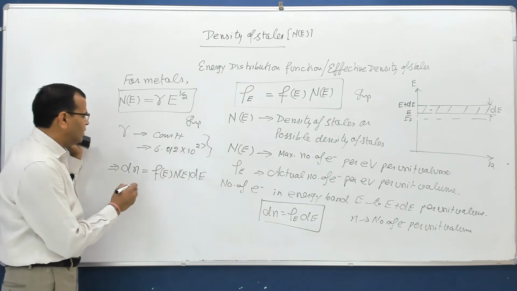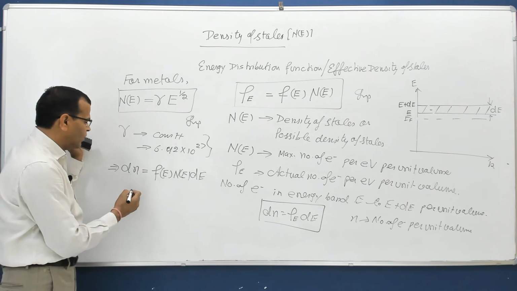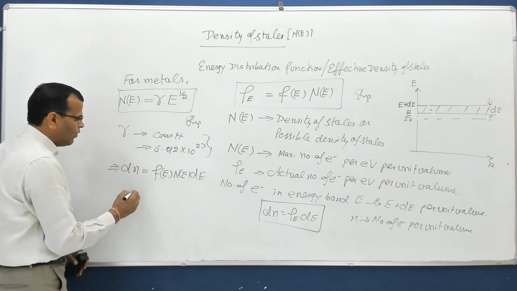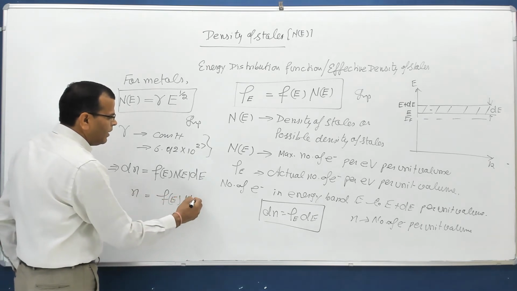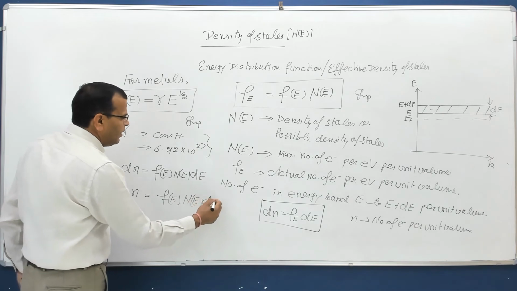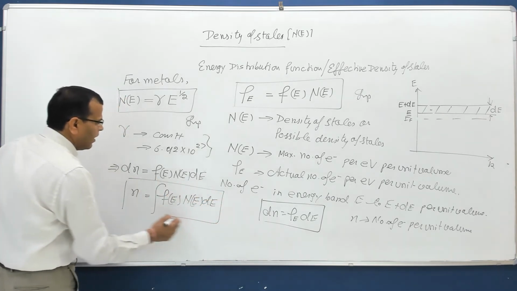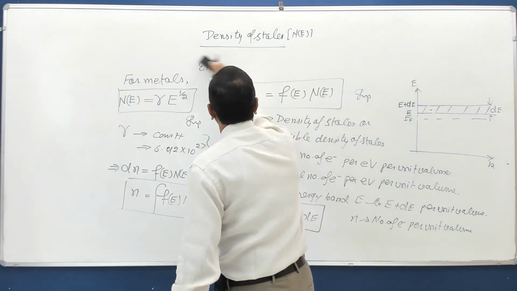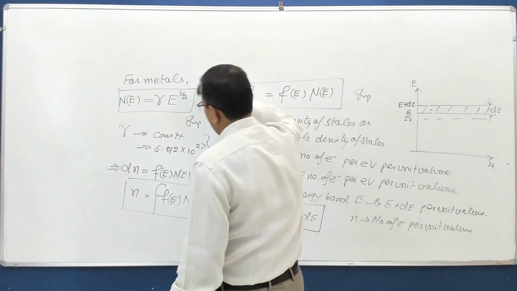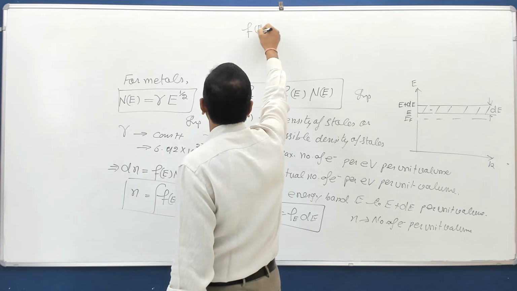So this gives dN, if you integrate it, that will be equal to N equal to integral of F(E) N(E) dE, and integrate this. This will be your N. Now there is an interesting point you should know and you should remember. If you remember the Fermi Dirac function F(E), that was what?